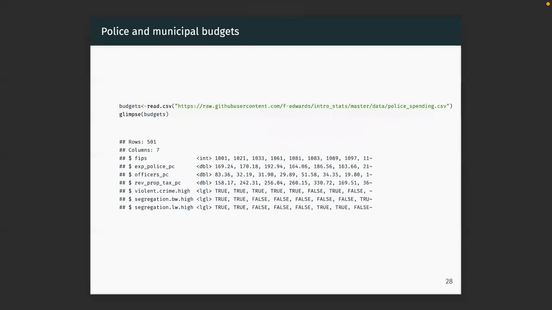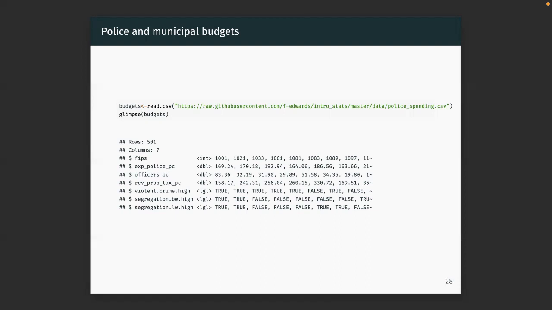But let's work through one example here. If you want to follow along, that's cool. If you don't, that's fine too. I put some data on police expenditures on our GitHub page that you can download if you like. And this is what's in that budget data. These come from a variety of federal data sources. Sorry, my allergies are going nuts today.